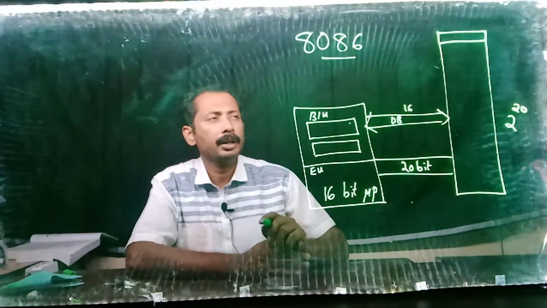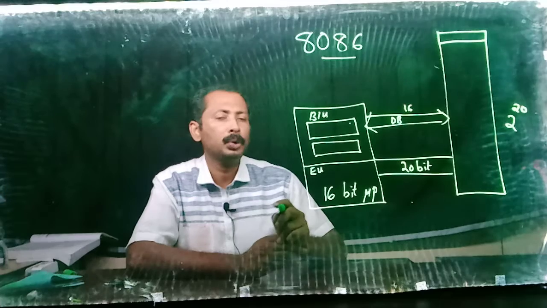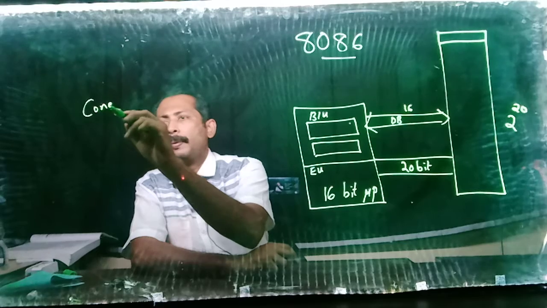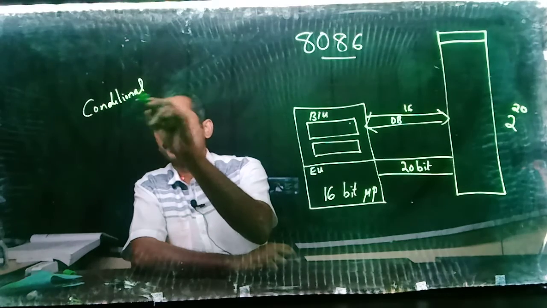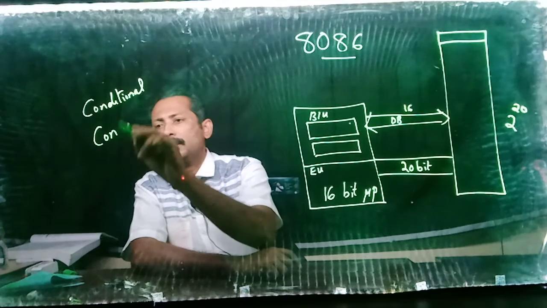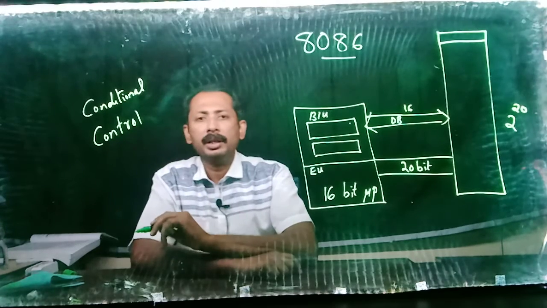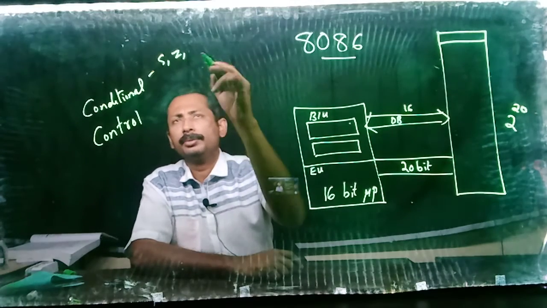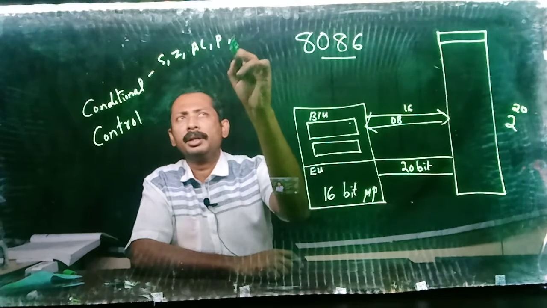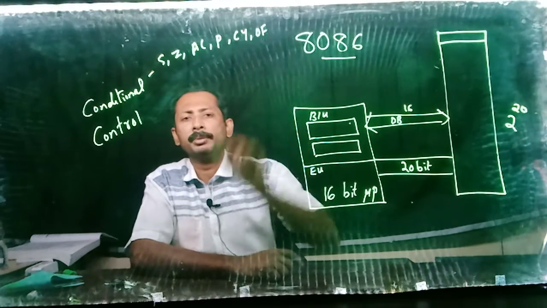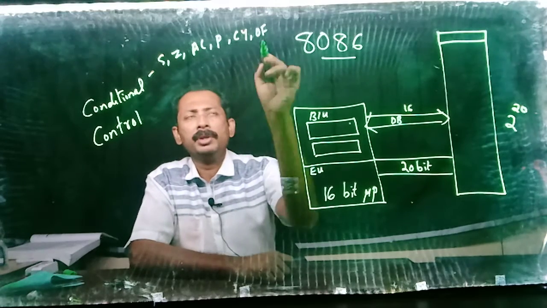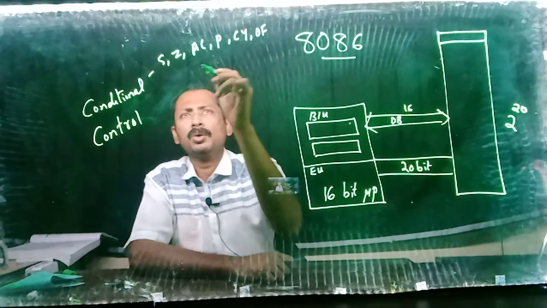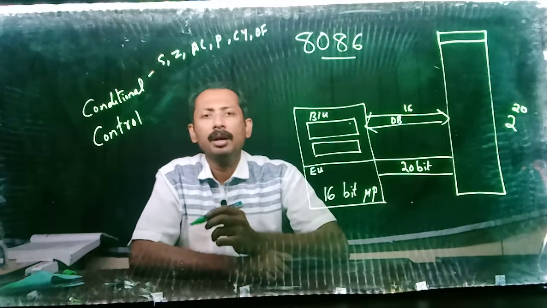Unlike 8085, here we have two types of flags. They are called conditional flags and control flags. Two types of flags are there: conditional flags and control flags. The conditional flags are sign, zero, auxiliary carry, parity, carry and overflow. It is similar to 8085, with one extra flag called OF flag, that is the overflow flag.